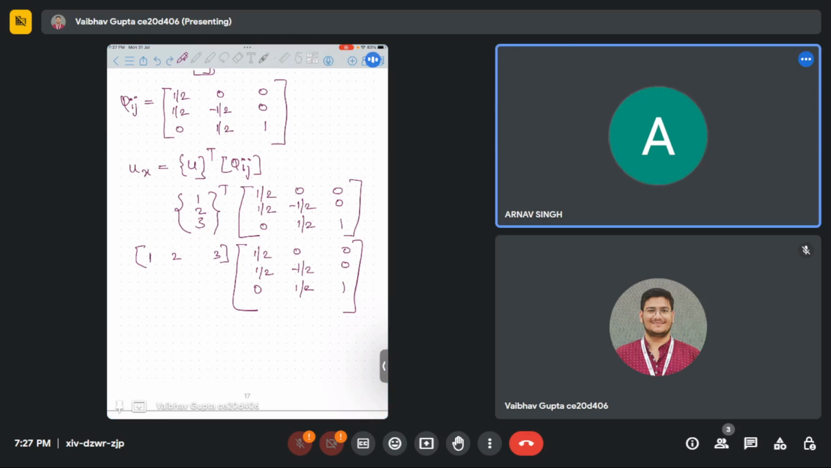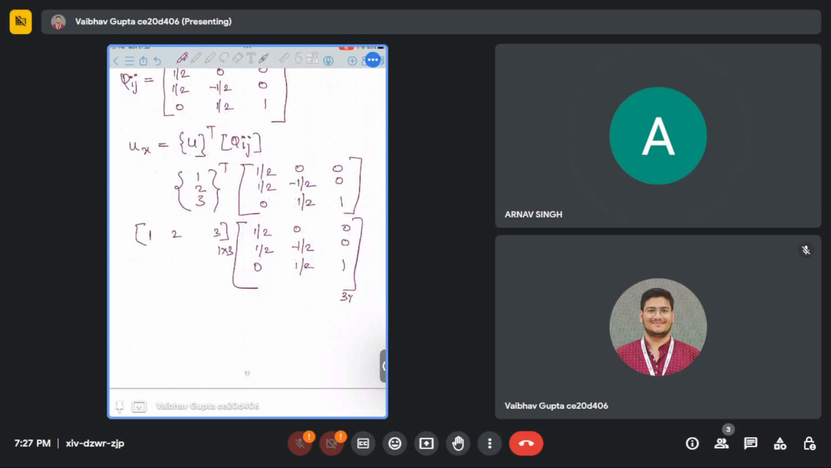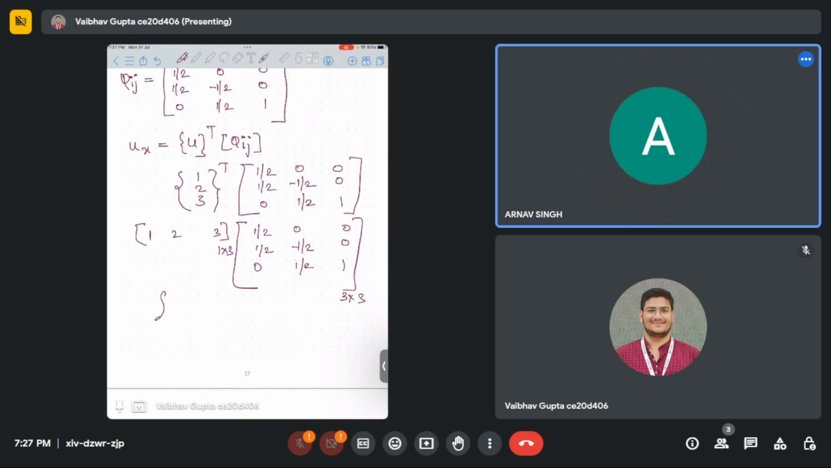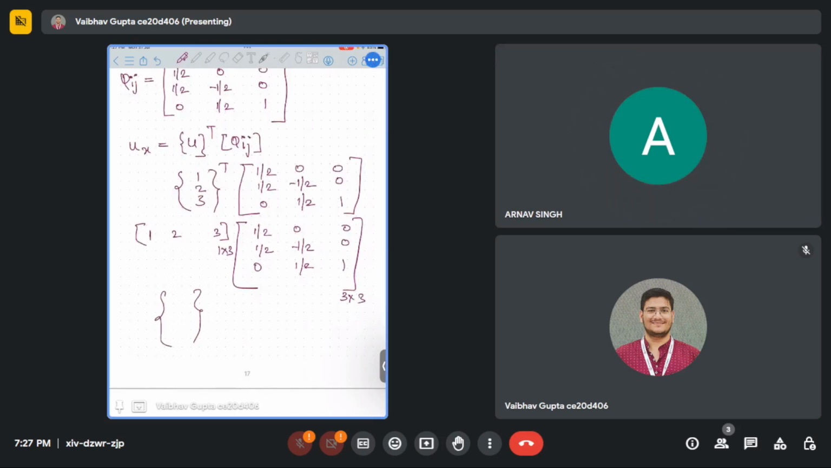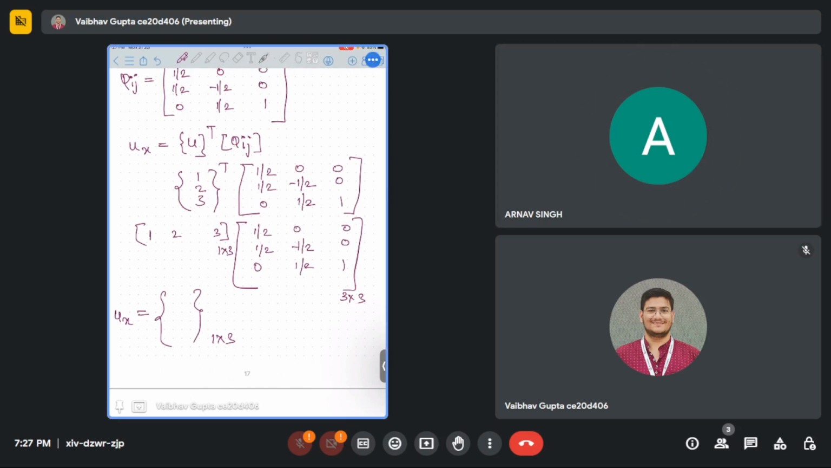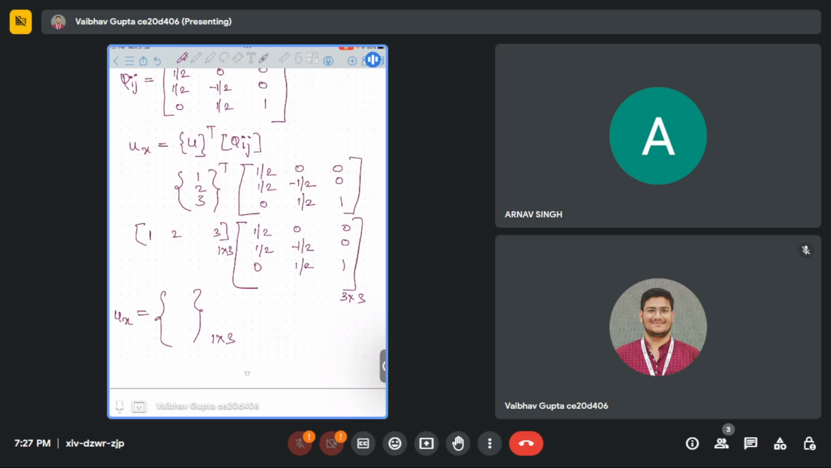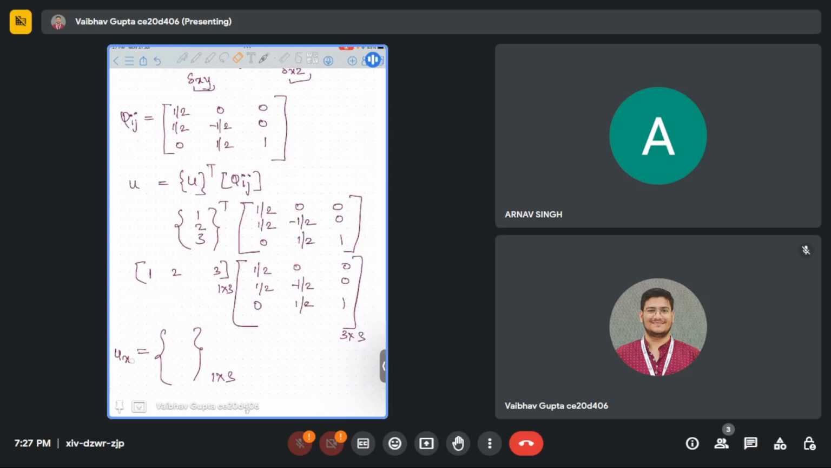See, this matrix is 1 cross 3, 1 row 3 columns. This is 3 cross 3. So finally we will get a matrix of 1 row 3 columns. This is nothing but Ux. This is nothing but U in the new direction, as per the new Cartesian system: Ex tilde, Ey tilde, and Ez tilde.